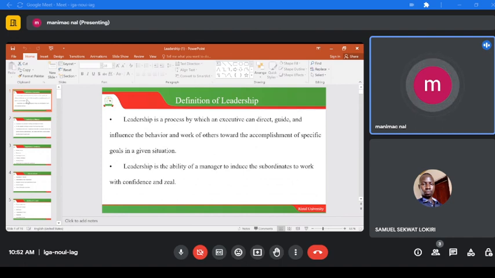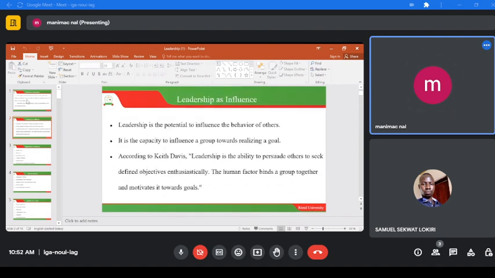So we expect leaders here to have the ability to inspire before they expire, looking at the subordinates that they are leading. Okay. Further still, what could we have in terms of leadership as influence? How can a leader influence subordinates in a working environment?